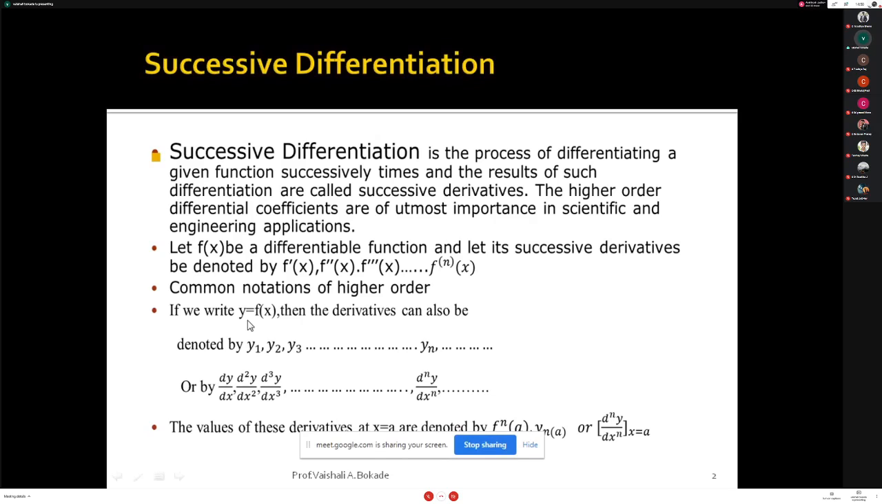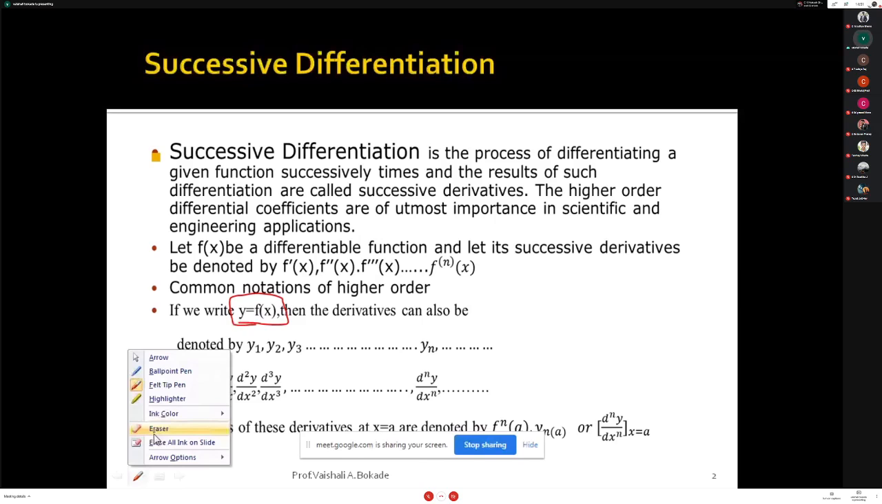One more thing I want to tell you here. y is equal to f(x). When I consider this function and denote it by y, how many variables does this function have? How many variables does y is equal to f(x) have? It has only one variable, and that variable is x.